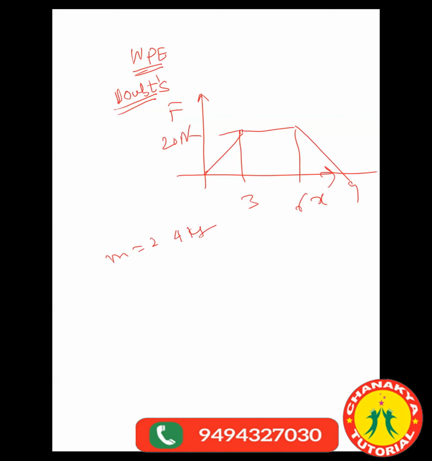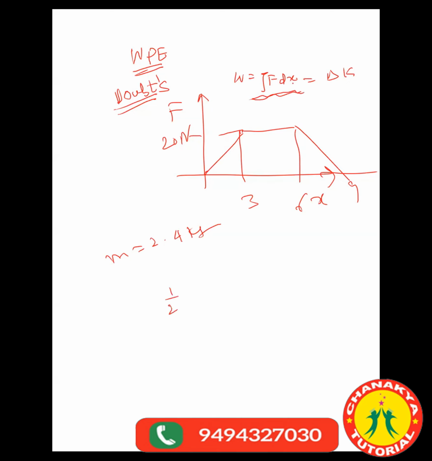Its velocity at x equal to 9 meter is... They are asking velocity at 9 meter, right? Yes, sir. So what is work done? Work done is integral f dx, right? Yes, sir. And that is nothing but change in kinetic energy. The area under a force-distance graph gives you work. So calculate the area.